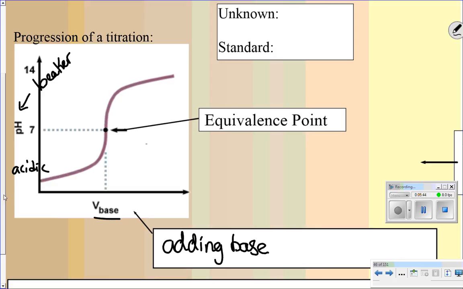In this particular example here, we are looking at an unknown acid with a standard that is a base. I can tell this for two reasons. I can tell because in the process of the titration, my pH is increasing, which means I'm adding base to acid. And I can also tell because they're telling me on the x-axis that my volume of base is increasing.